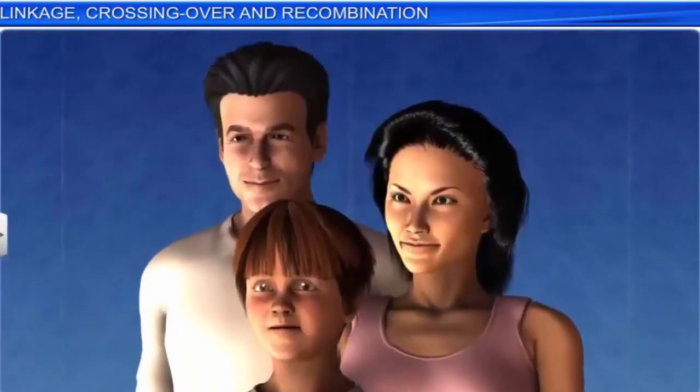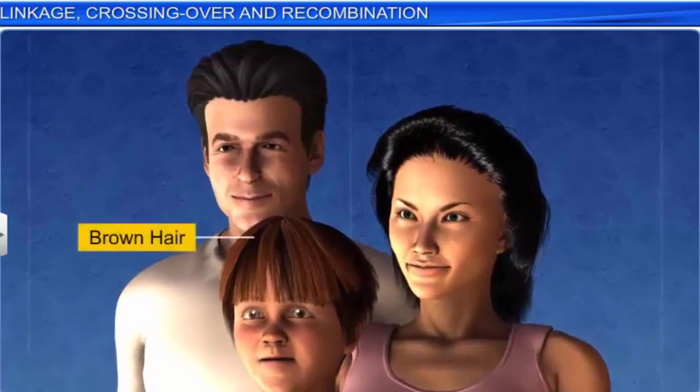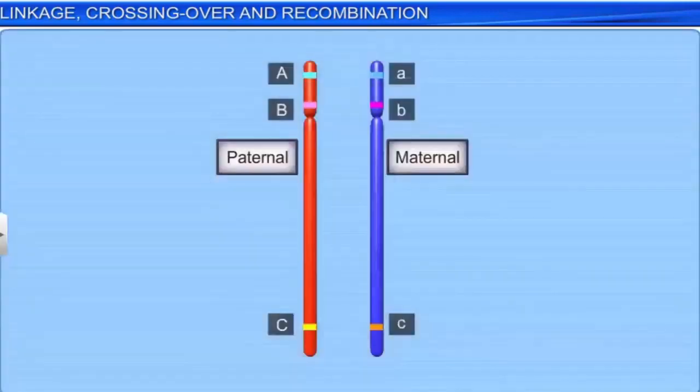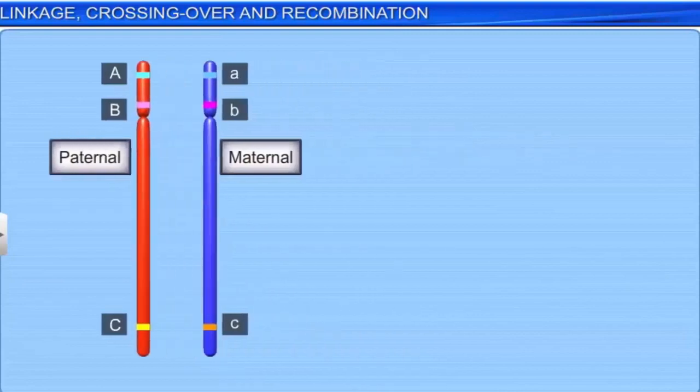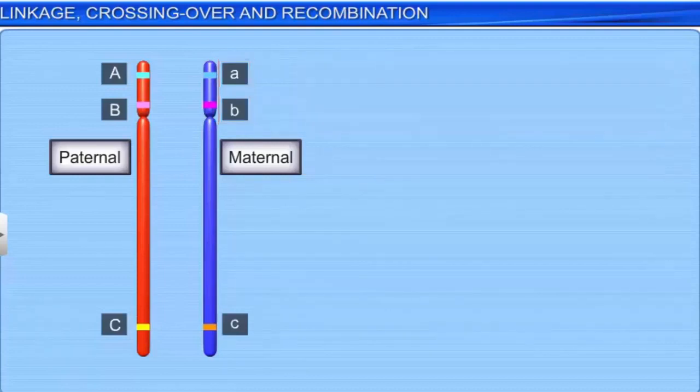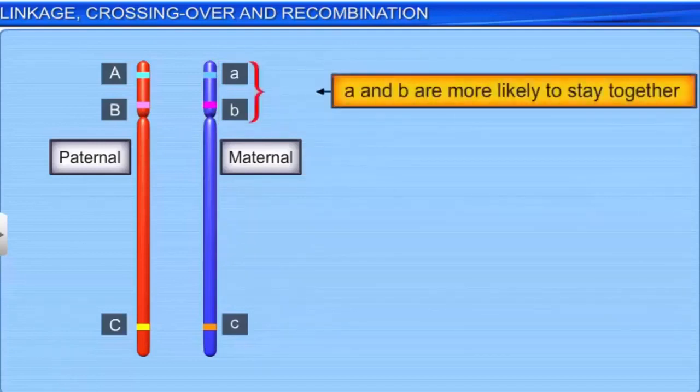Crossing over leads to recombination or the creation of different combinations of alleles that do not exist in either parents. And hence, it is one of the most important events that lead to variations in offspring. Another fact discovered by Morgan and his colleagues was that the likelihood of 2 genes separating during crossing over was proportional to the distance between them. In other words, the closer the genes, the more likely that they will stay together. And the further they are, the more likely that they will separate.